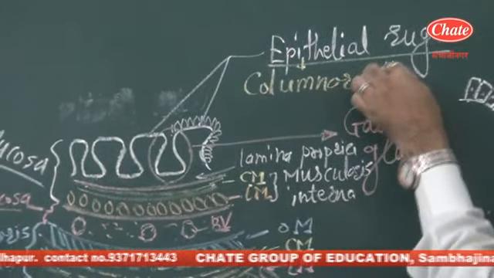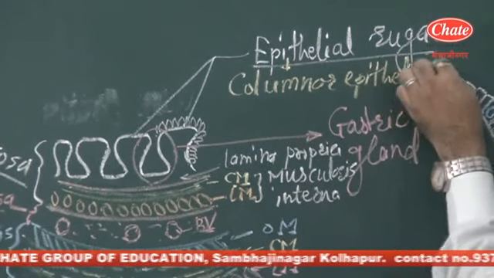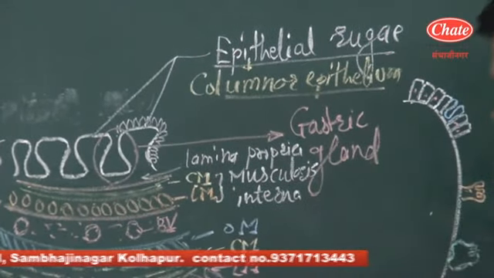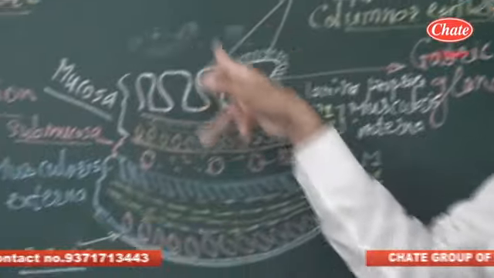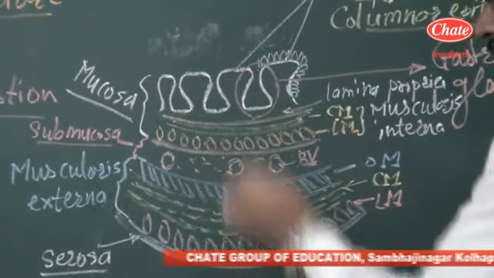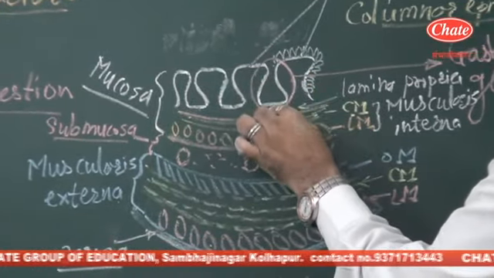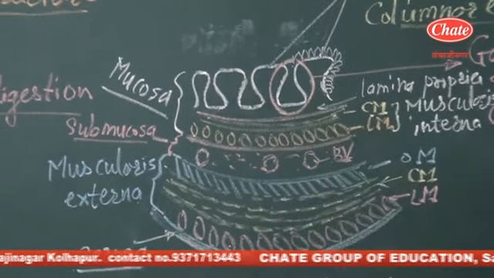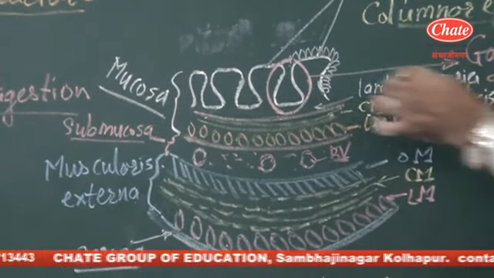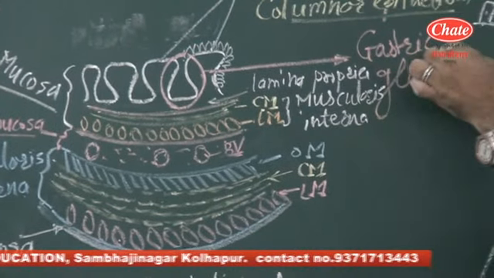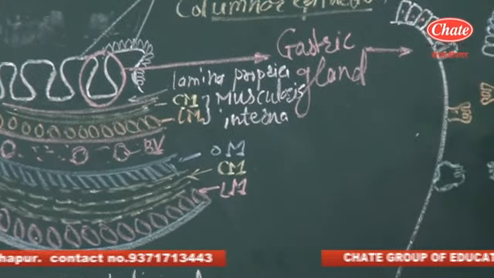You know that the epithelium which lines here is termed columnar epithelium. It shows elevations and depressions. And the depressions present here constitute the most important gland of the stomach. It is termed the gastric gland. So this is the gastric gland.